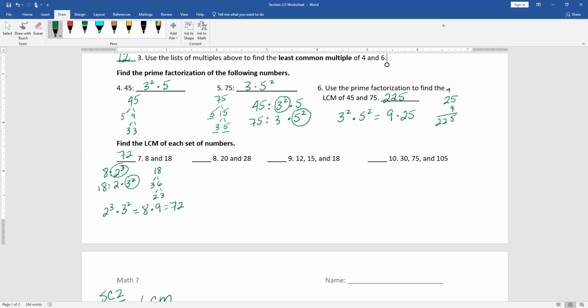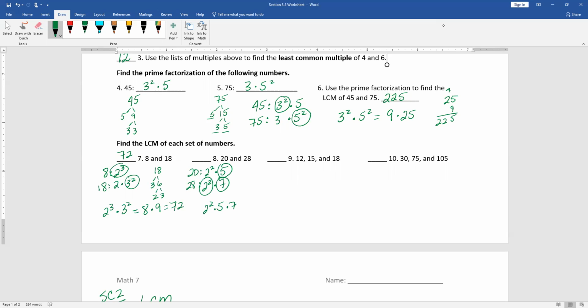20 and 28 is probably going to be similar. I know that 20 is 4 times 5, and in prime numbers, 4 is 2 squared. So that's 2 squared times 5. And 28, we know is 4 times 7. So again, we have 2 squared because that's our 4 times 7. So they both have a 2 squared. This one has a 5 and this one has a 7. We got to include all of those. So 2 squared times 5 times 7.